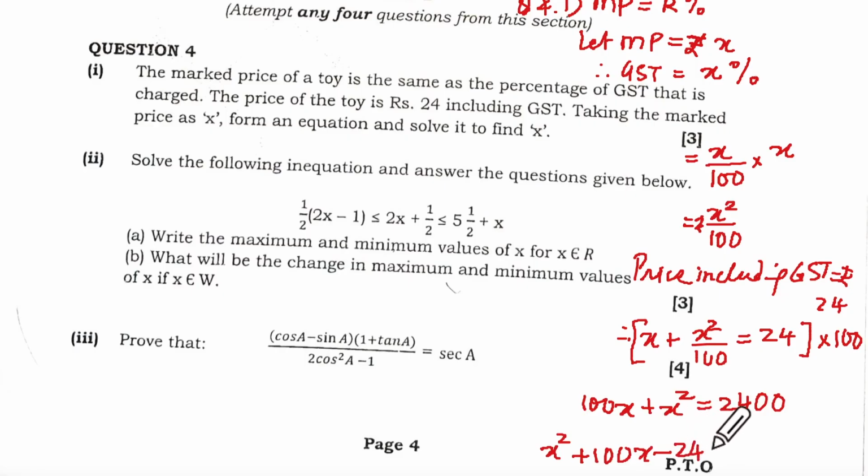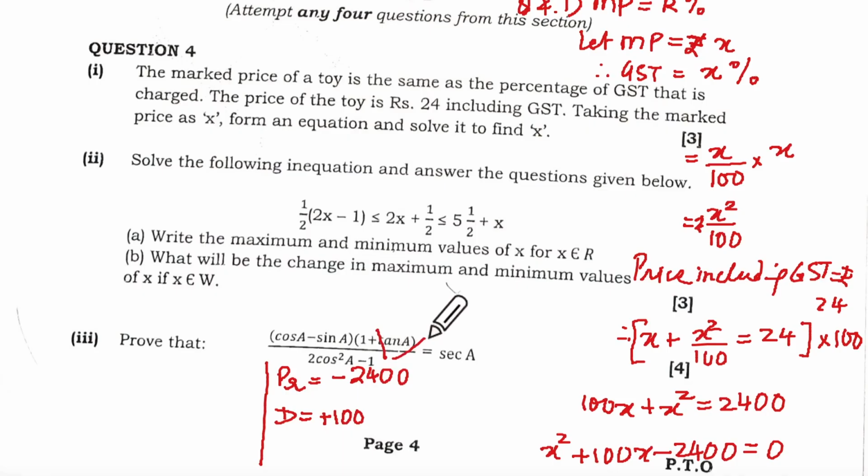minus 2400 equal to 0. We will have to show the working for product is minus 2400. So minus means the difference will have to be plus 100, which means that one of the numbers is bigger than 100. Now bigger than 100, I can think of 120 because I know that 120 into 20 will give me 2400.